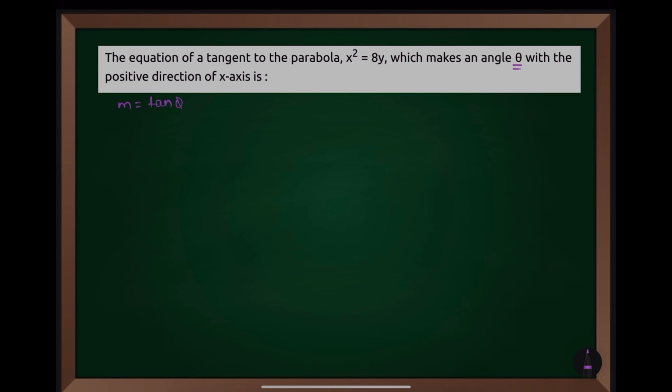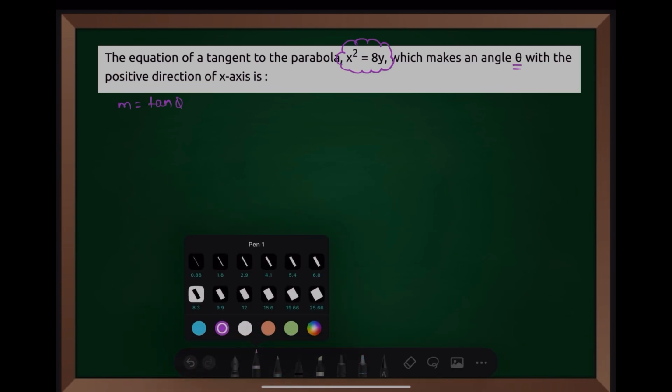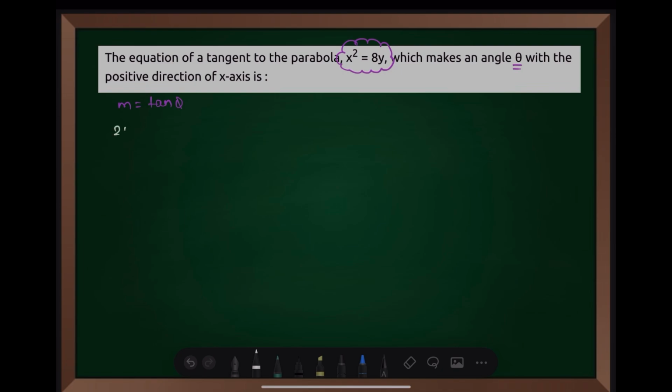Okay, now slope means what? dy by dx. So can I find dy by dx of this thing? Okay, so we will have what? We will have 2x is equal to 8 dy by dx. So it will become what? x by 4 equals to dy by dx.